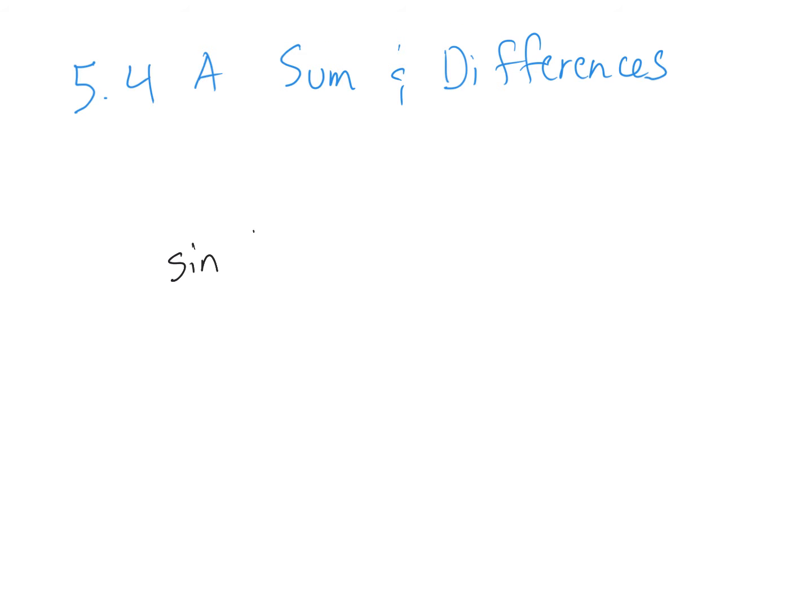In 5.4a, we are talking about sums and differences in terms of trig. Let's just start off with an example. Let's say we have the sine of 43 pi over 6 minus 19 pi over 3. And we want to solve for this.